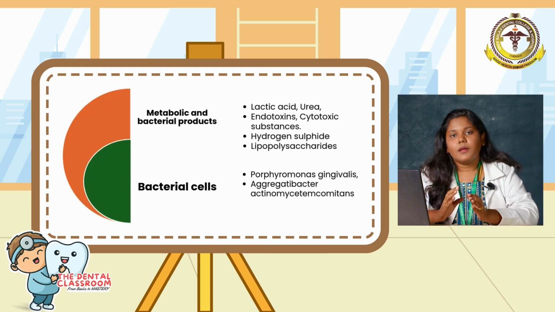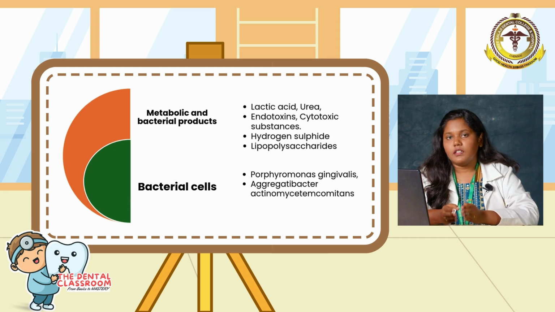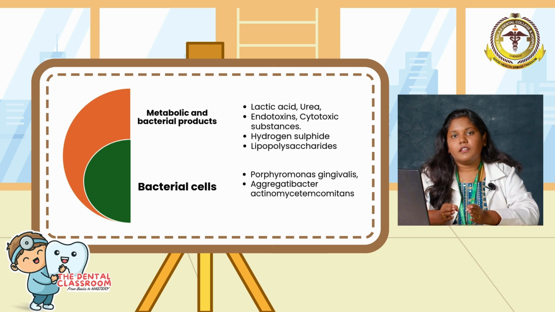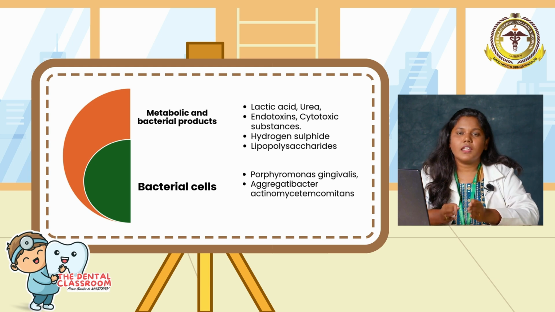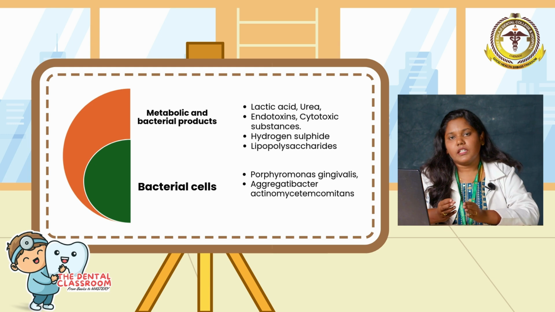Here, what are the metabolic and the bacterial end products? As I was telling you earlier, they are endotoxins, cytotoxic substances, hydrogen sulfide, which will be released as a metabolic end product of the reaction between the bacterium, and the lipopolysaccharides. These are the toxins which are being released by the bacterium. And you know, the periodontal pathogens like Porphyromonas gingivalis or Aggregatibacter actinomycetemcomitans will also be present in the gingival crevicular fluid.